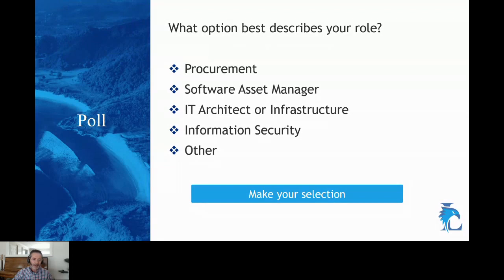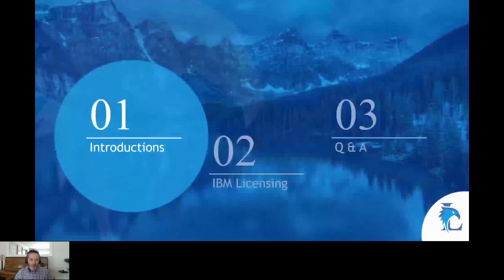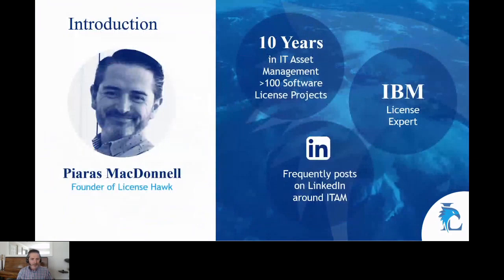So what are we covering today? Our agenda: introductions, IBM licensing, and Q&A. So the introductions. Who am I? My name is Pierce MacDonald, and I'm from License Oak, and we're independent IBM license experts.